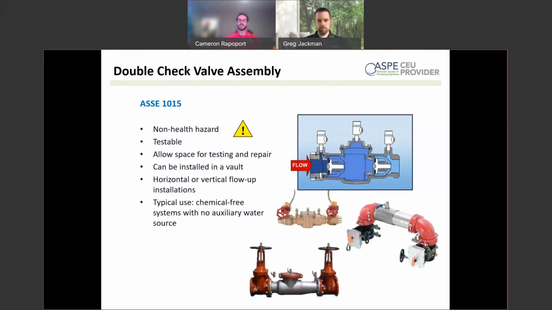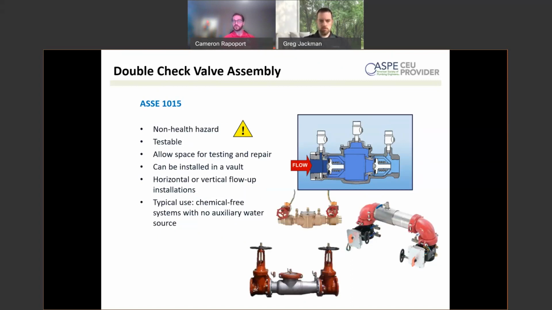So double check valve assemblies. These are ASSE 1015 devices, and I will say these are still the most common that I see going into fire sprinkler applications. They are for non-health hazard. So it is a lower level of protection, but like I said, in your typical wet pipe fire systems, these are still going to be the most often installed and specified.